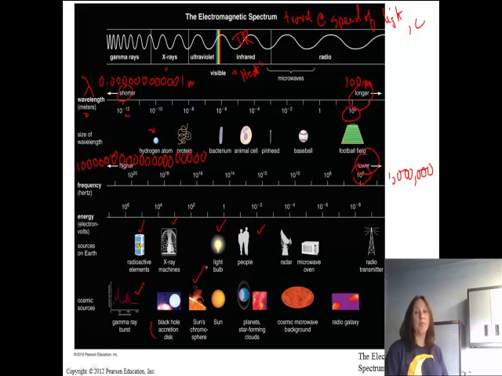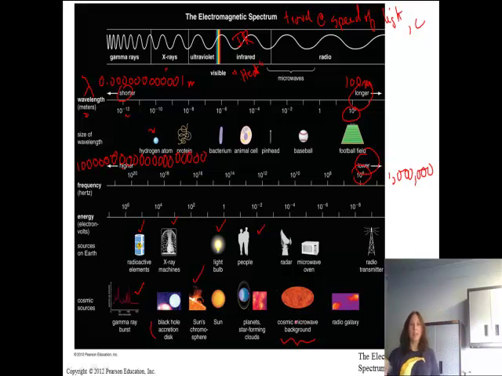Then we have some longer wavelength information that's important to us to understand the universe. One of my favorites is the cosmic microwave background. This is long wavelength, and these are energies that were created very early on in our universe. So it's amazing. It is totally amazing.